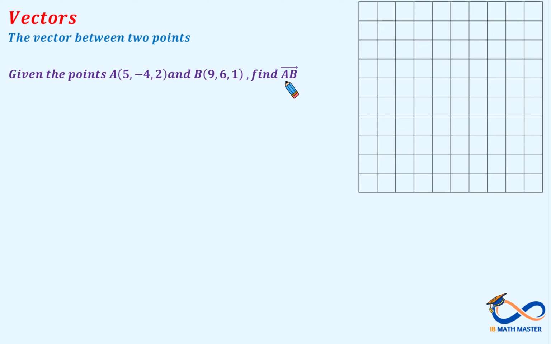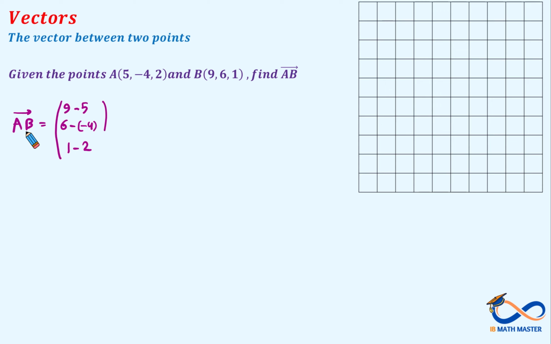Basically, to find the vector AB, it's easy. We do it like this. The end point B minus the beginning point A. So we do here B minus A like this. So vector AB, or from A to B, can be done like this.